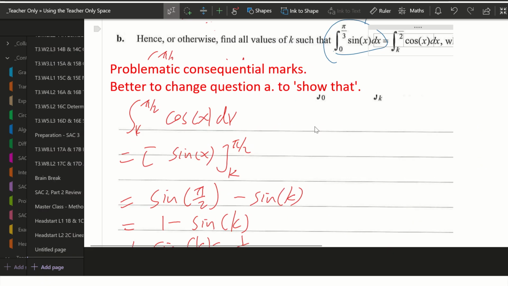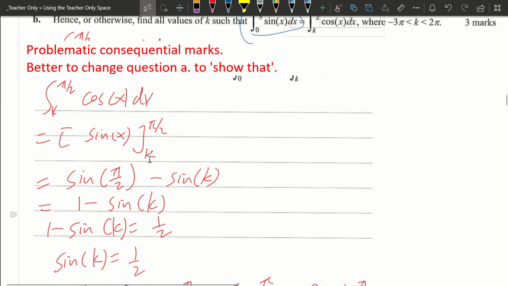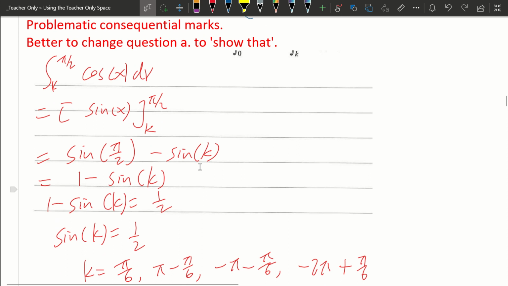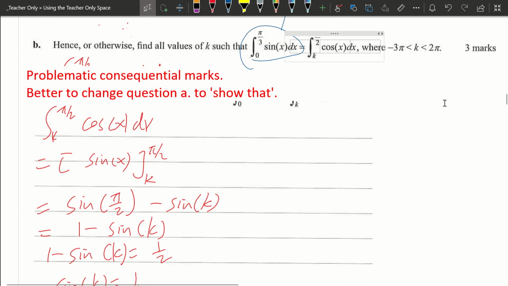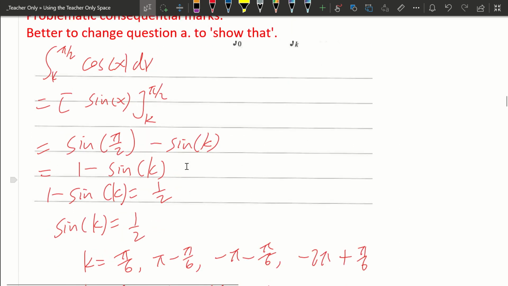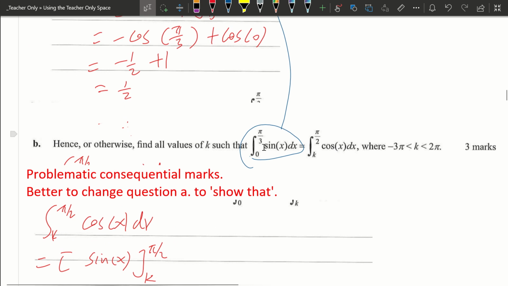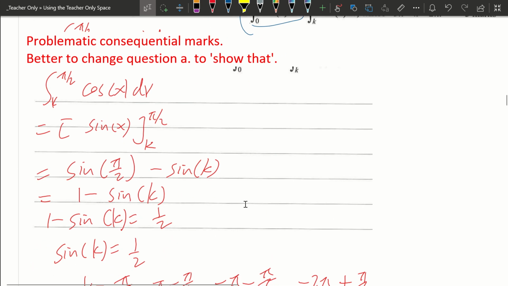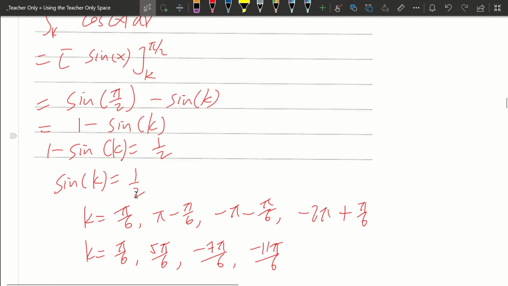And then sub numbers in, including k. k is a variable, but it works as a number. And then you get this, which means the right-hand side now has been simplified to 1 minus sine k. And that's equal to the left-hand side, which is really just a half. So 1 minus sine k equals half, sine k equals half.